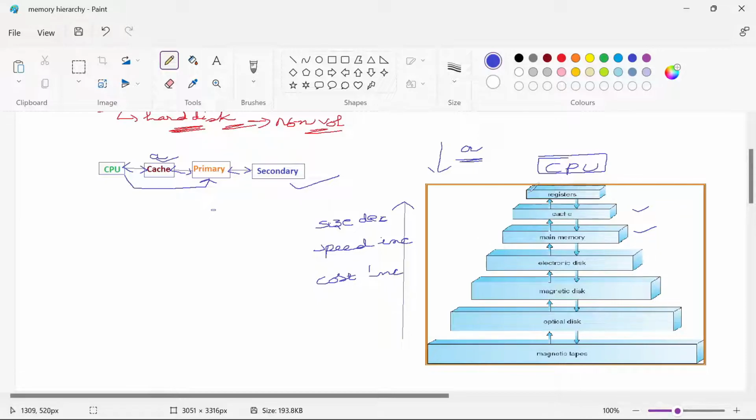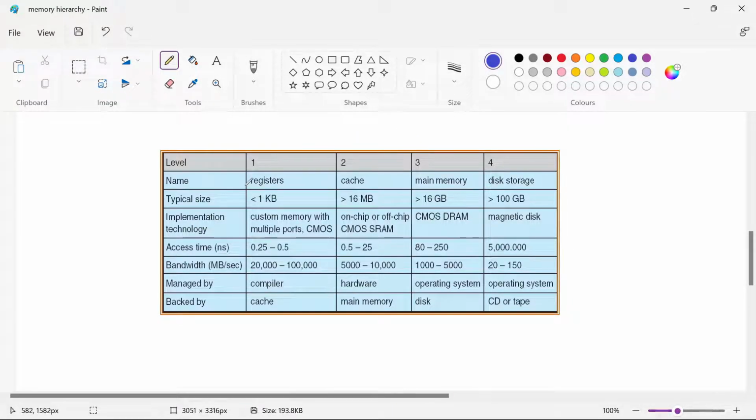So this is how the memory hierarchy is considered. Storage access time will be decreasing. That also we can consider as one parameter, access time. Let me show you some comparisons here. I have taken 4 levels. First level is register, second level is cache memory, the next one is main memory, and the next one is the disk storage, which is our hard disk.